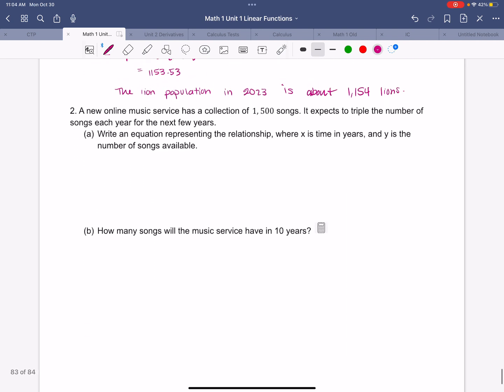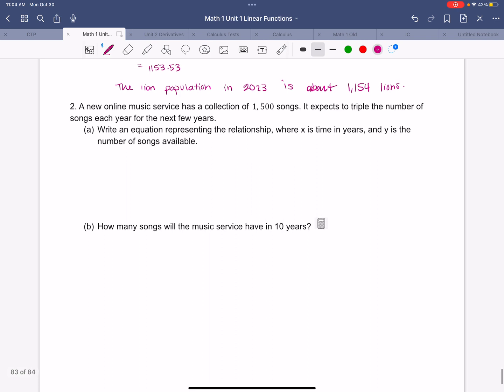Okay, second problem. A new online music service has a collection of 1,500 songs. It is expected to triple the number of songs each year for the next few years. Let's write an equation that represents this relationship where x is the time in years and y is the number of songs available. Remember, any exponential equation is in the form y equals a times b to the x, where a is where we start and b is how we grow. Where we start is 1,500 songs, and how we grow is that we triple the number of songs each year. So there's my equation.